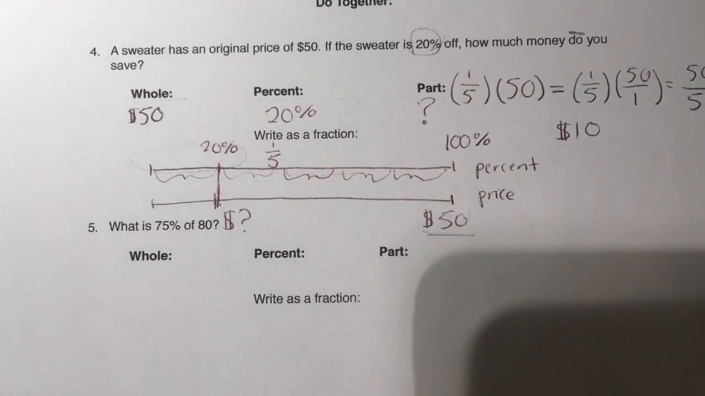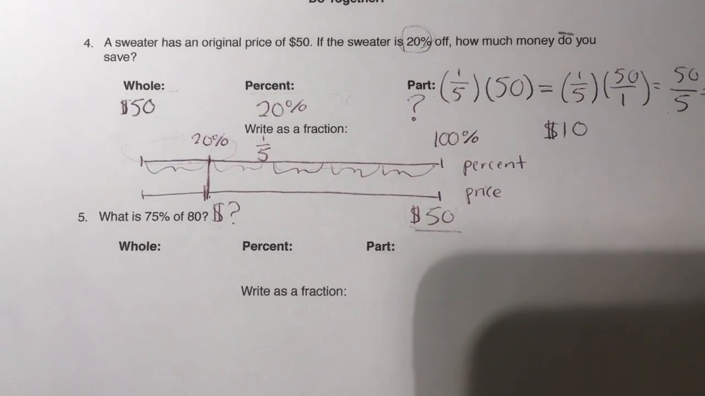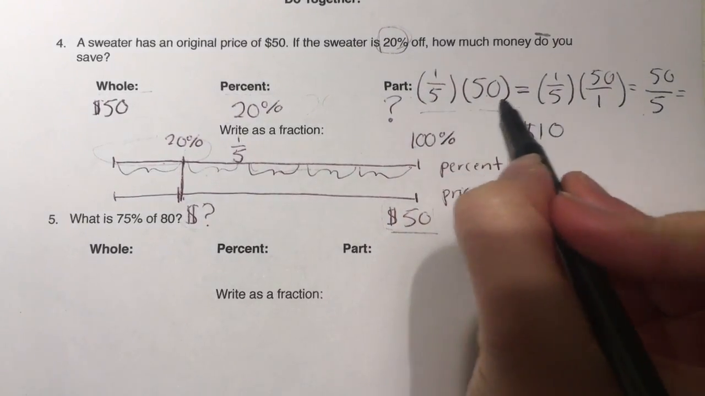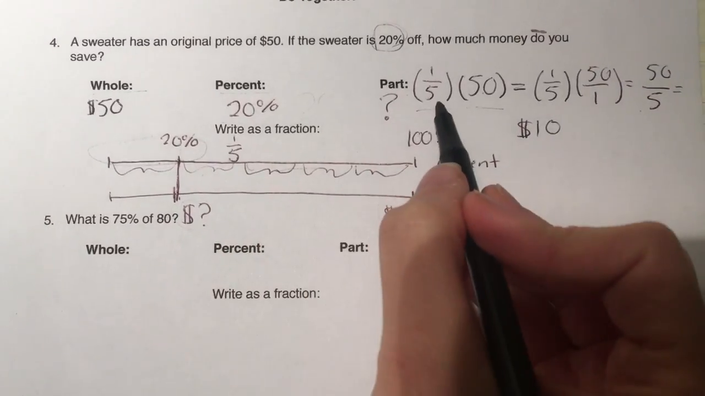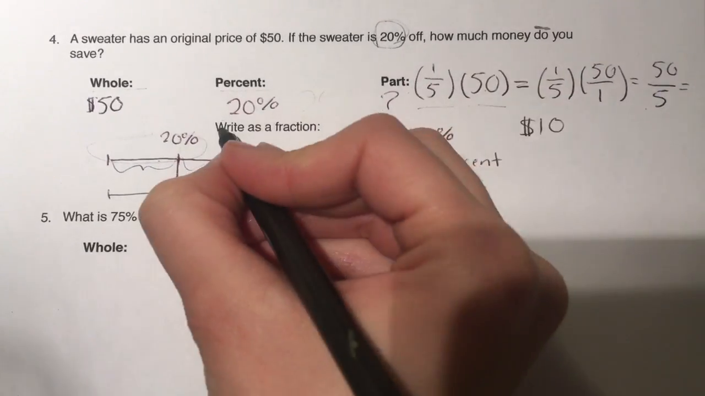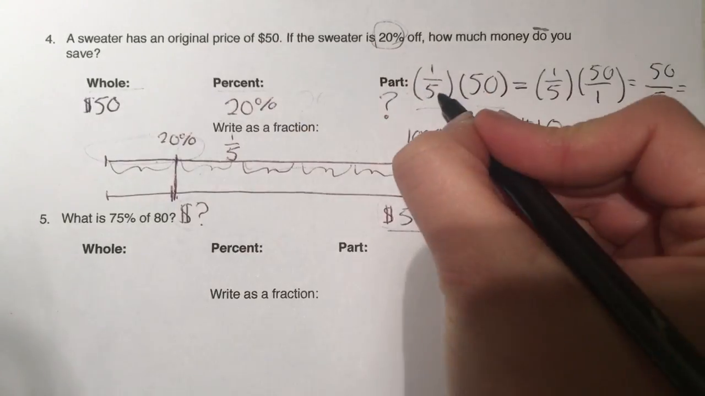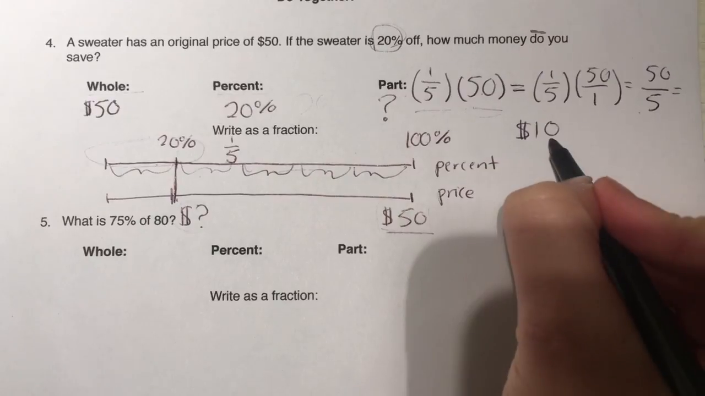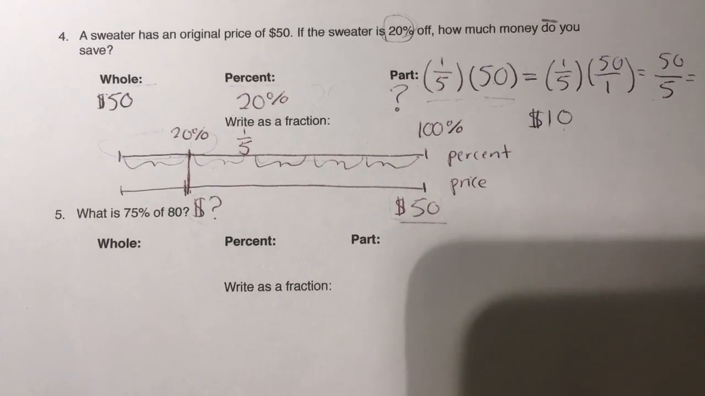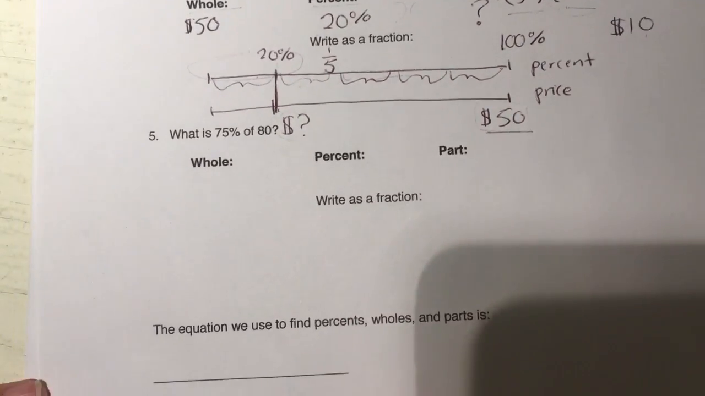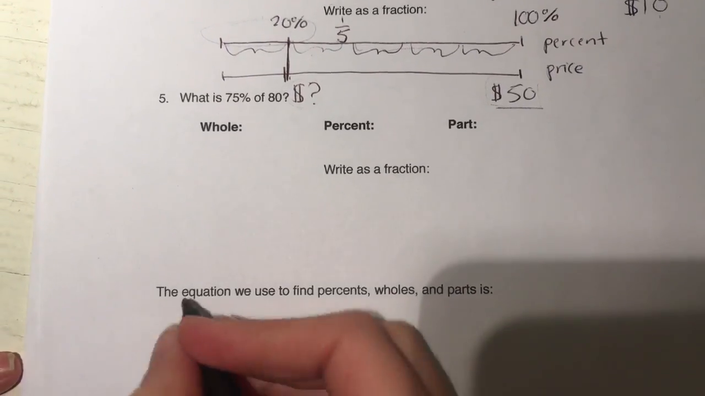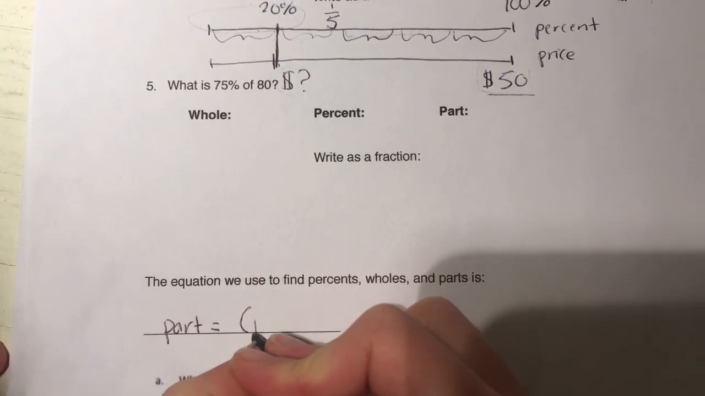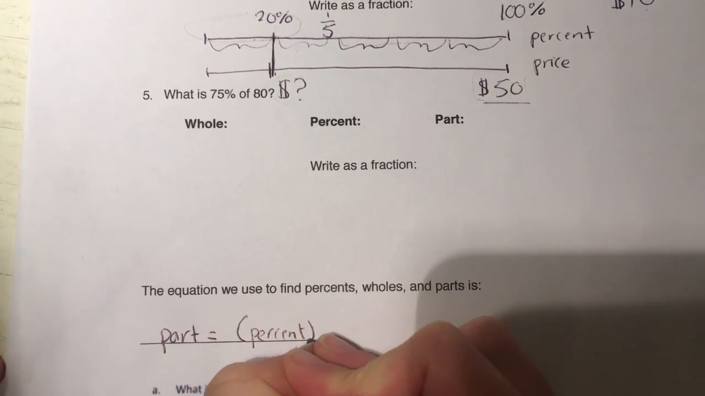Now I'm going to do the next one without a visual model. I'm going to notice that for this one, we used a pretty basic equation. First thing we did is we wrote our percent as a fraction. 20% became 1/5. Then we multiplied it by our whole and we got our part. So our equation is going to be, there's a space for it down here. Part equals percent times whole.